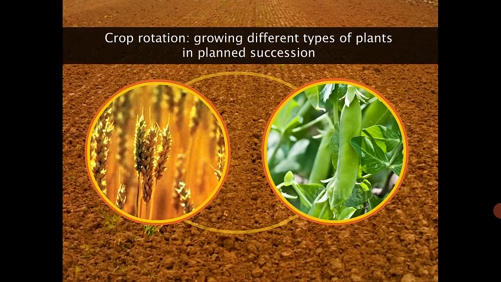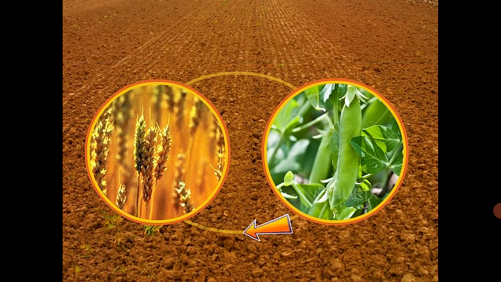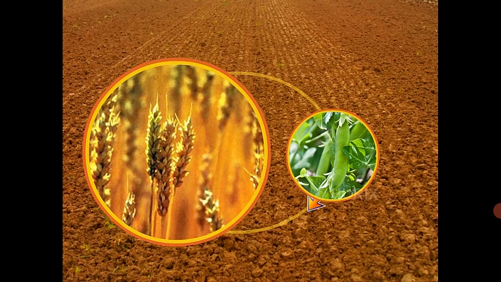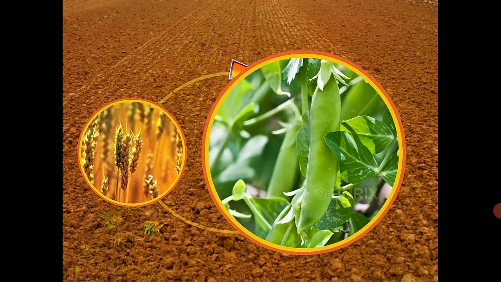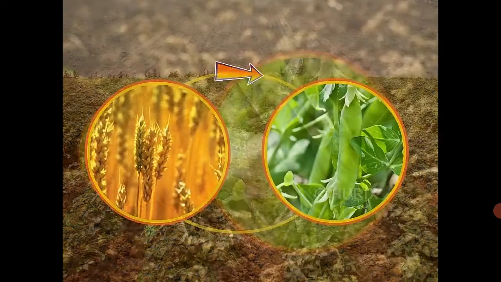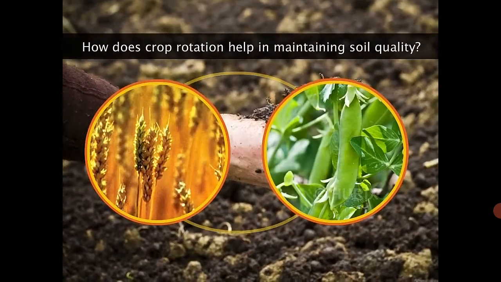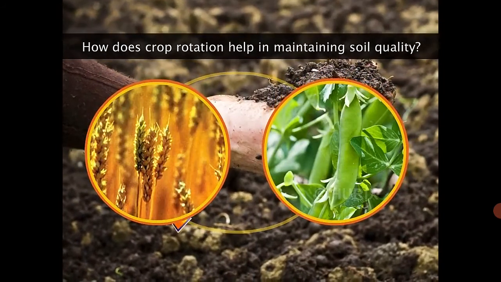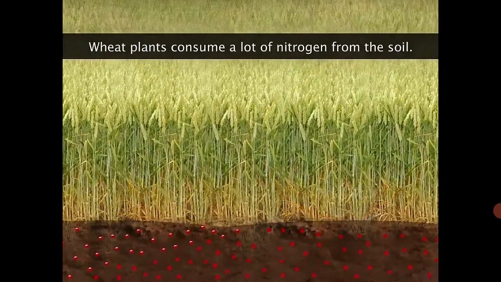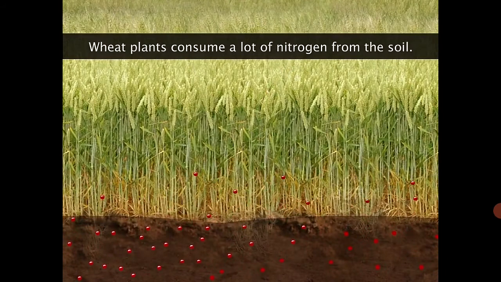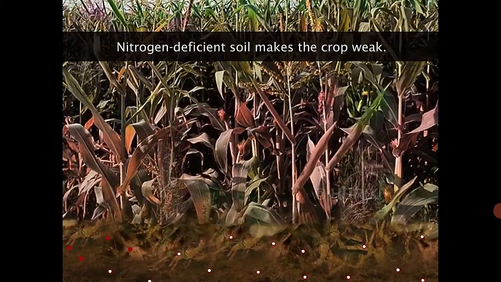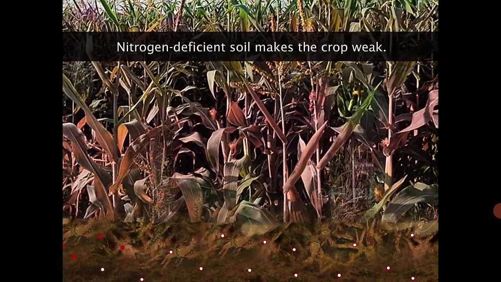Crop rotation is a system in which different types of plants are grown in planned succession. For instance, after the harvest of a wheat crop, pea plants are grown in the same field. Crop rotation helps in maintaining the fertility of soil. Do you know how? As wheat plants grow, they consume a lot of nitrogen from the soil. If another wheat crop is grown immediately after, the nitrogen-deficient soil will lead to a weak crop.